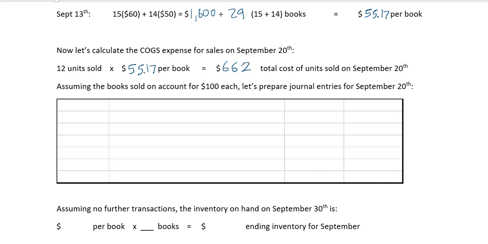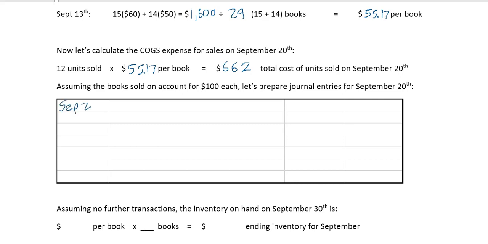Okay, so on that magical day, September 20th, our average cost per unit was 55.17. So we go ahead and plug that in and multiply by 12 units sold. Gives us a total COGS for that day of 662, rounded to the nearest dollar, of course. So we will use that information for our journal entry.